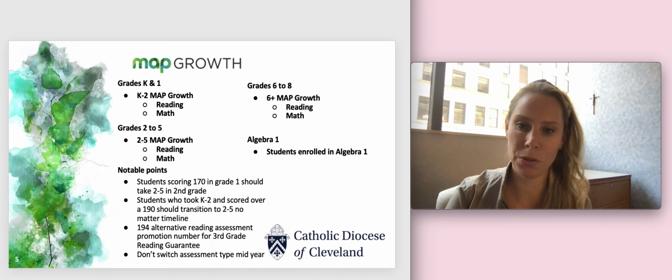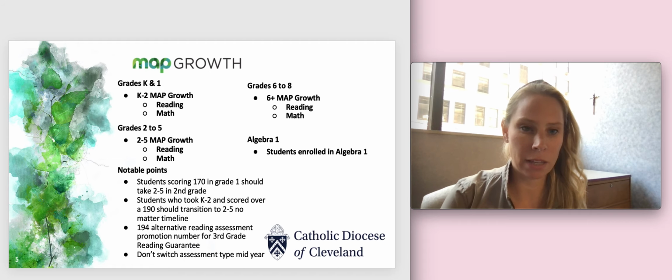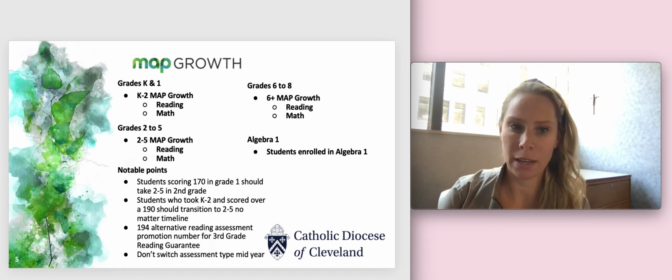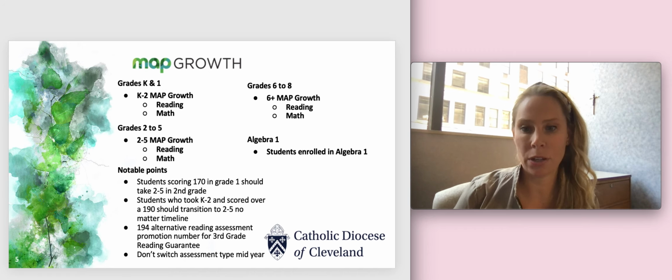I'd like to review the assessments you should be giving. So all of our schools administer the reading and the math assessment to their kindergarten through 8th graders. In kindergarten and first grade, students take the K-2 MAP growth. In 2nd to 5th grade, they take the 2 to 5 MAP growth. One point I'd like to note is that if you have 2nd graders that scored below 170 at the end of 1st grade, you could consider giving them the K-1 assessment again.